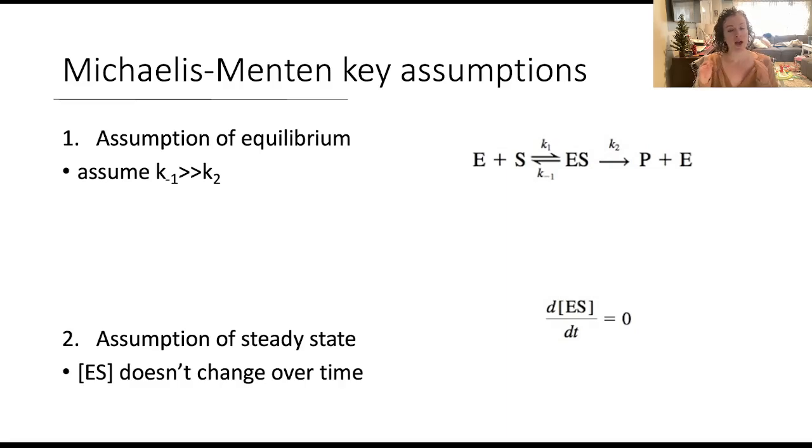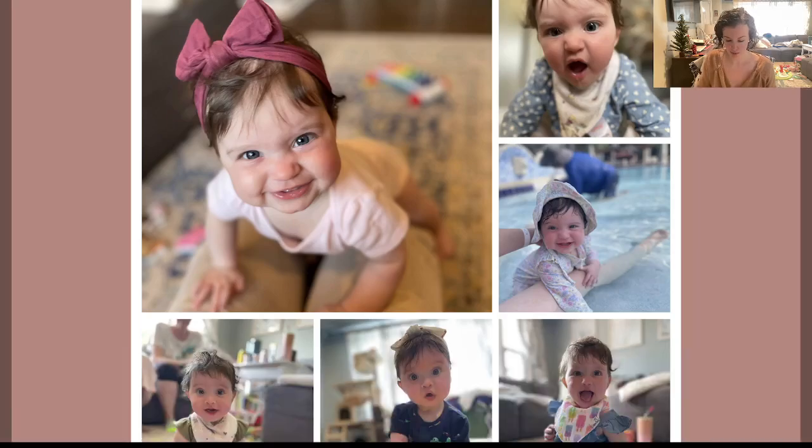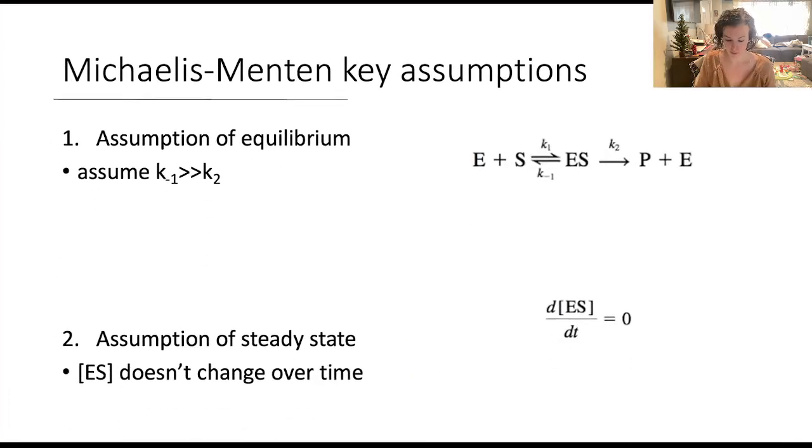So let's take a look at the reaction scheme to the right. You can see we start with enzyme and substrate. The rate, K1, is the rate of binding to form the enzyme substrate complex. The rate K minus 1 is the rate of dissociation back to just enzyme and substrate separate from each other.